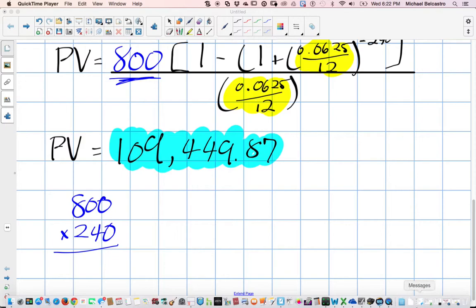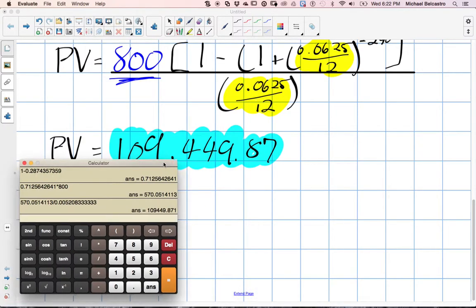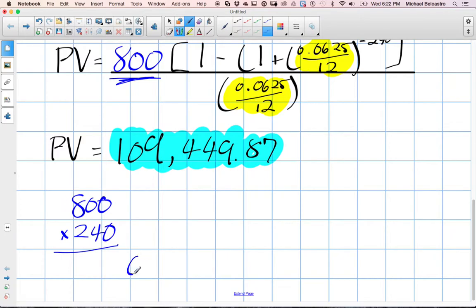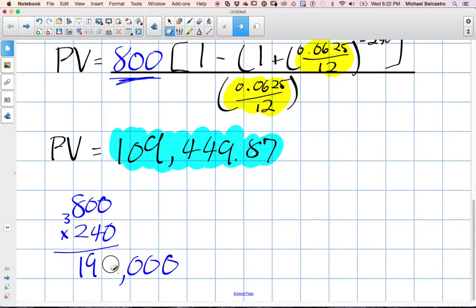Figure out how much you get paid over the course of all this. It might be faster if I do this by hand. 800 by 240: 1, 2, 3 zeros. 8 times 4 is 32, 8 times 2 is 16. 192,000. Is that what you got? Yeah. $192,000. Wow, that's great.